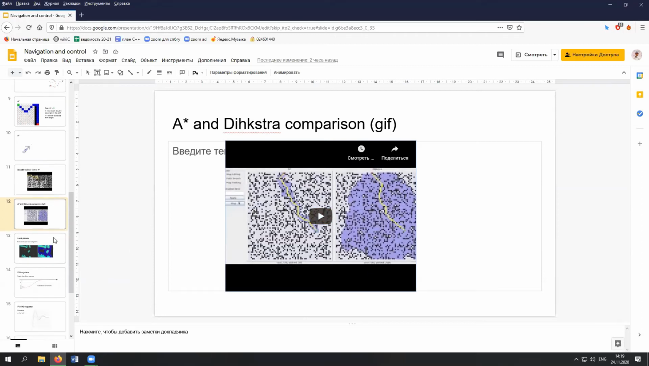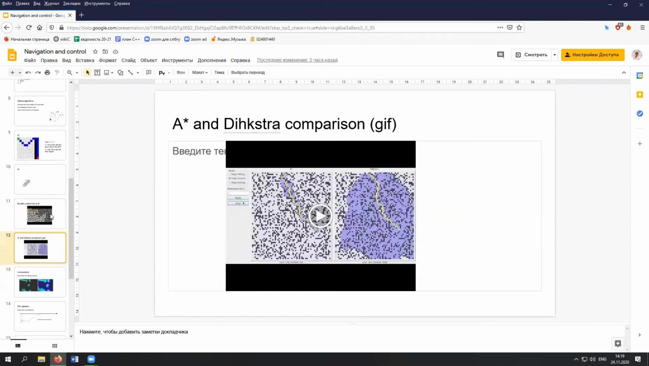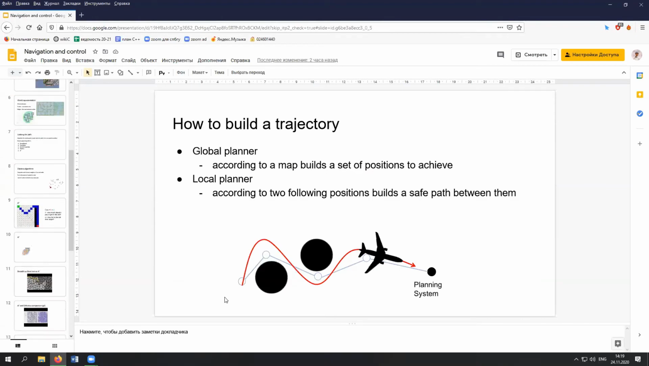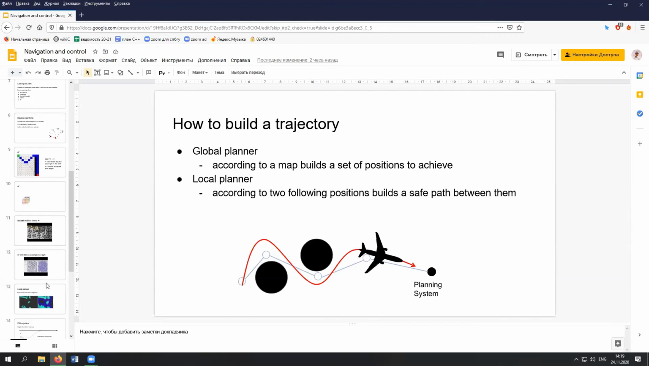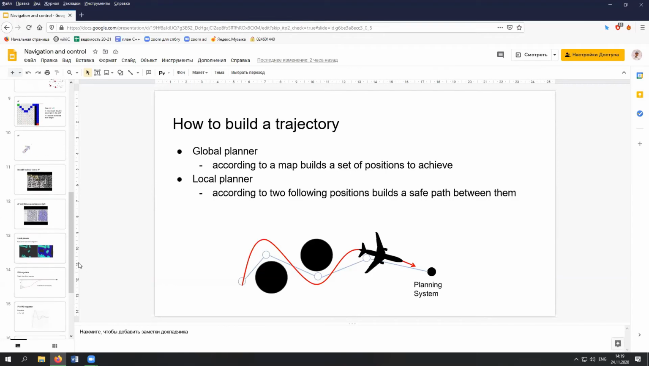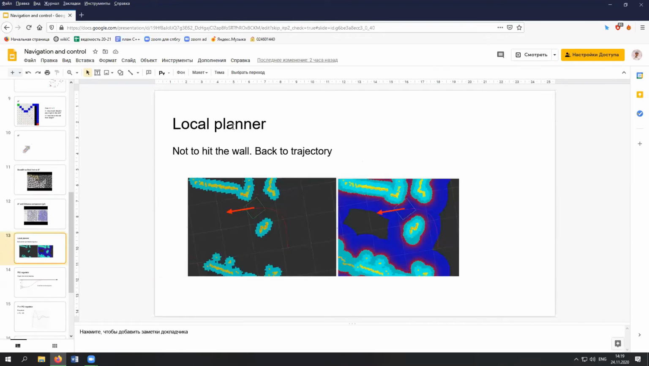Okay, I hope that you understood about the global planner. Its idea is just to build the path through the nodes, some kind of nodes. We can determine by ourselves what the nodes are. Its idea is just to build some points that we should visit. But visiting of these nodes is the task of the local planner.